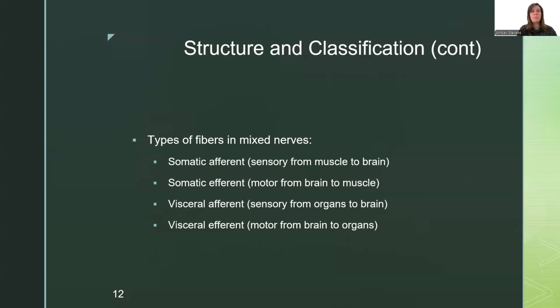Okay. So somatic, think of more on towards the outside of your body, right? Muscles. Visceral, think inside, internal organs.